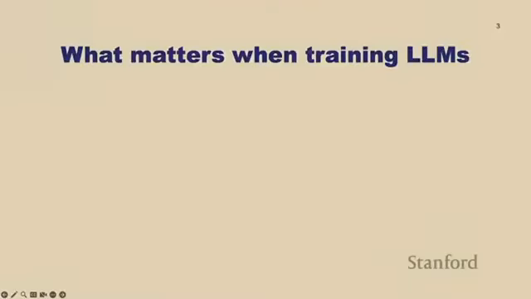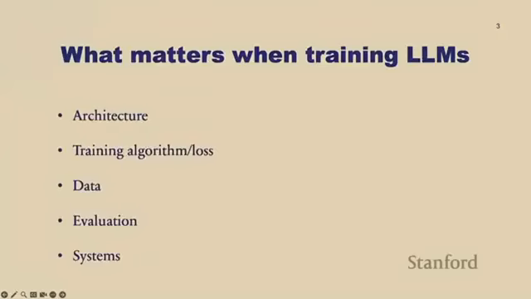Great. So what matters when training LLMs? There are a few key components that matter. One is the architecture. As you probably all know, LLMs are neural networks, and when you think about neural networks, you have to think about what architecture you're using. Another component which is really important is the training loss and the training algorithm. So how you actually train these models. Then it's data. So what do you train these models on?